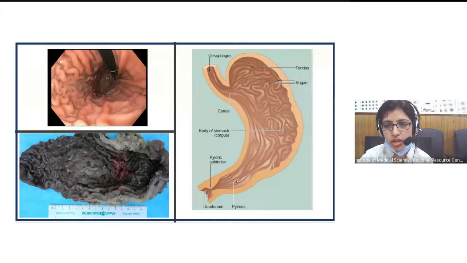The gastric mucosa is thrown into broad irregular folds which are called the gastric rugae. These are the gastric rugae. These are irregular; they are not arranged in any particular pattern. And what is the role of these rugae? They help in distension of the stomach when the food reaches the stomach.